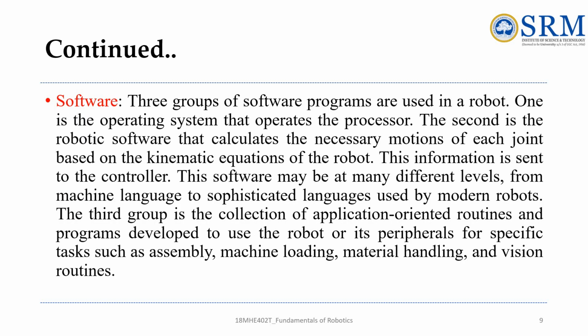Next is the software. So here robots use three main types of software programs. First is the operating system, which runs on the robot's processor. Second is the robotic software, which calculates how each joint of the robot should move based on the robot's physical characteristics. And this information is then sent to the controller.